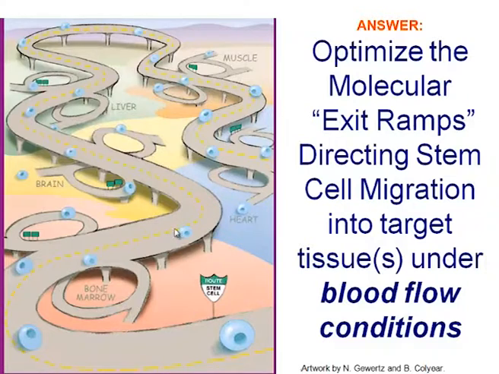Well, a cell in blood flow can move as fast as 6 times its diameter in a microsecond. So if that cell seeks to get out of that blood flow and into a tissue, it has to slow down. It has to apply a molecular brake, which will allow that cell to firmly adhere to the area that it needs to go into and then transmigrate into that tissue, very much like a car has to do in exiting an autostrada or an interstate freeway. So what we seek to do is to optimize these molecular exit ramps that direct the stem cell migration into a target tissue under hemodynamic, that is, blood flow conditions.